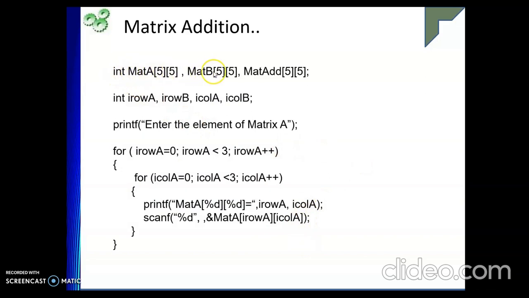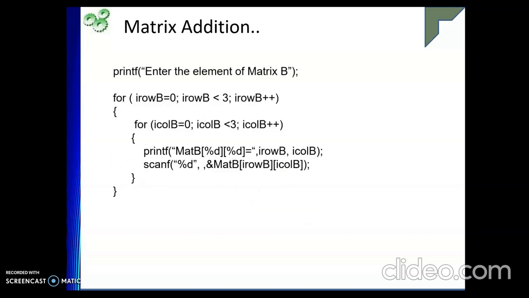So having said this, if you want to do addition of matrices, what we initially have to do is take two matrices. Let me take mat A and mat B, and one other matrix, mat add, with the size say 5 by 5. I declare row A, row B, column A, column B, and an i value. We know how to enter the elements into the matrix, so we have a loop for the row and a loop for the column, and then we insert the value into matrix A.